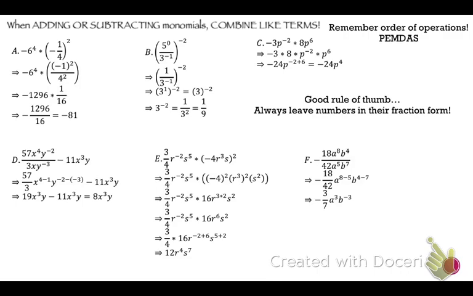Well, that negative needs to go away. So that's going to be -3 a to the 3rd over 7 b to the 3rd. Okay, I want you guys to try G and H. We'll go over them in class.